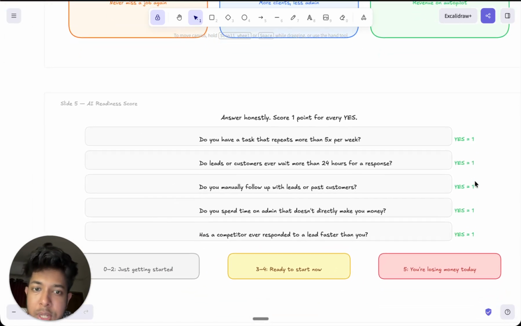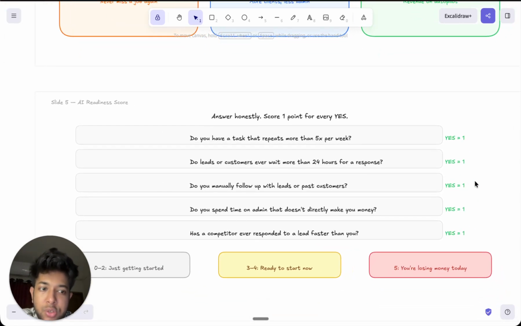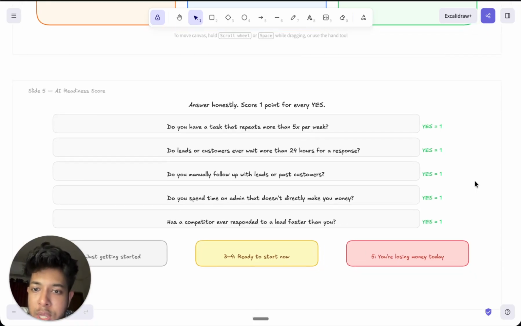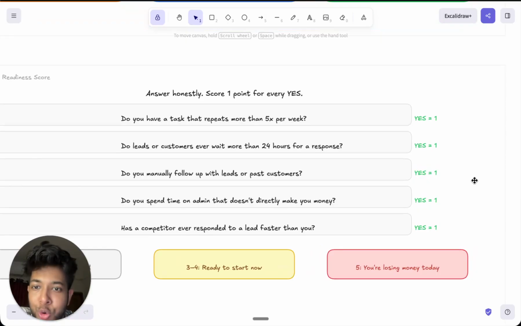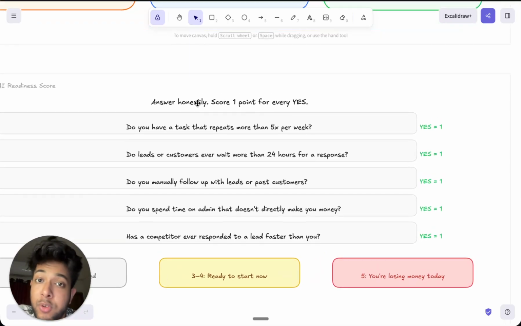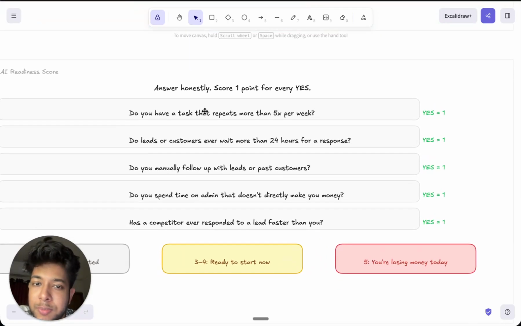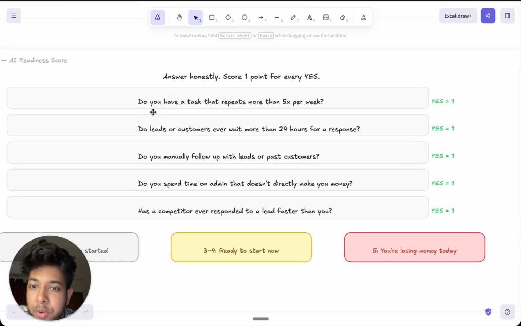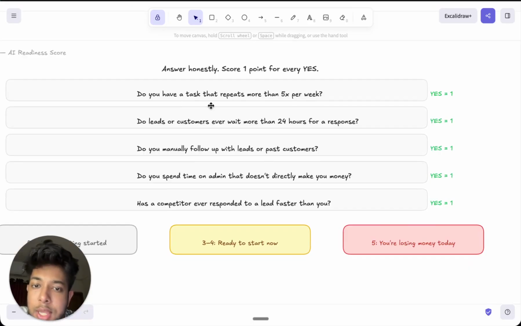Now, with that being said, this is basically a score sheet to understand where your business currently lies, and we're going to rank this based on points and how many points you get. You'll have to answer honestly first of all, because it's for your own good, of course. So the first question would be: do you have a task that repeats more than 5 times per week? I'm pretty sure you do. Every business does. So that's going to be 1 point.